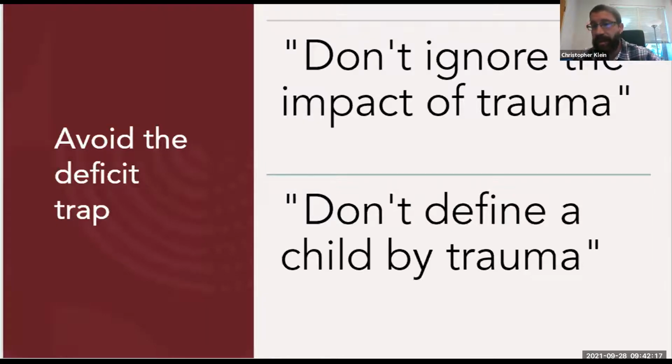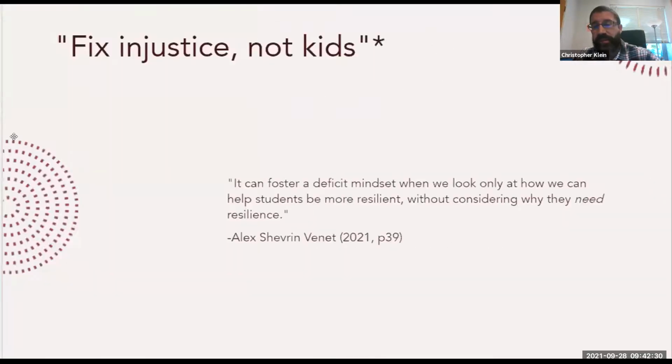So how do we not ignore the impact of trauma and also not define people by their trauma? That can seem like a contradiction in terms. And so the answer to that is to focus on fixing the injustice, not on the kids. I'm going to read this quotation aloud, even though I know all of you can read, because I want you to hear it aloud. It can foster a deficit mindset when we look only at how we can help students be more resilient without considering why they need resilience.